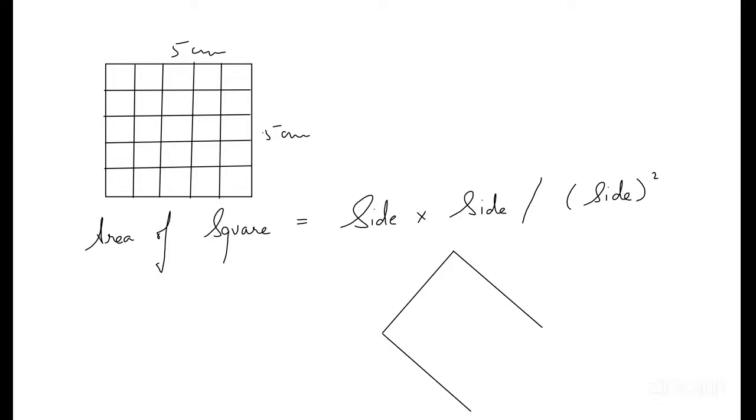And if all the sides are the same, equal measure, then you can use side square. But if they are different, then you can use base into height.